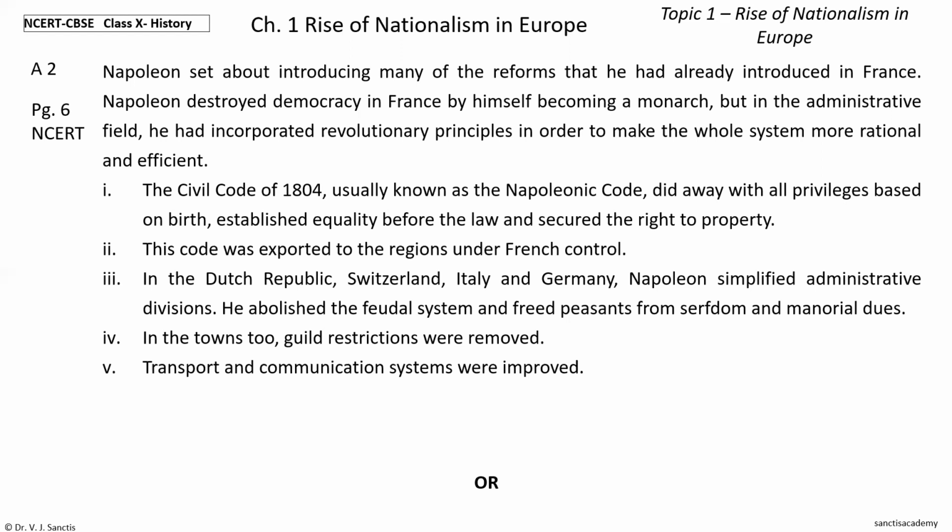Number 3, in the Dutch Republic, Switzerland, Italy, and Germany, Napoleon simplified administrative divisions. He abolished the feudal system and freed peasants from serfdom and manorial dues. In the towns too, guild restrictions were removed. Transport and communication systems were improved. So these are the 5 points that were there in the sample answers.